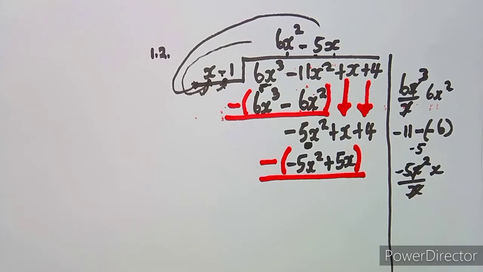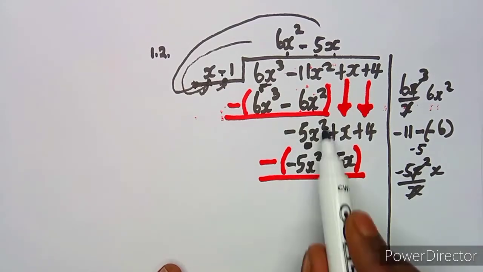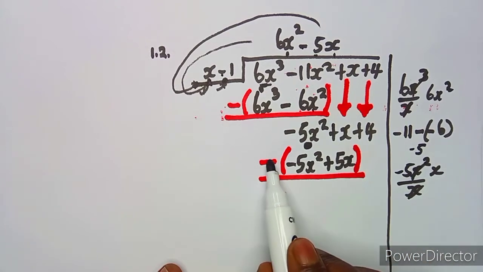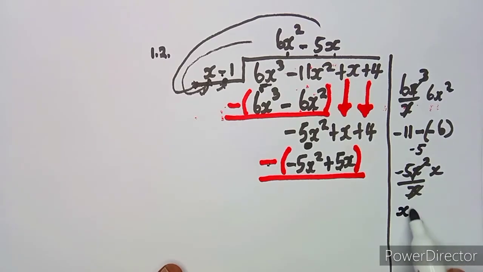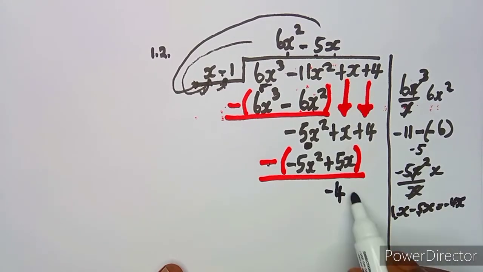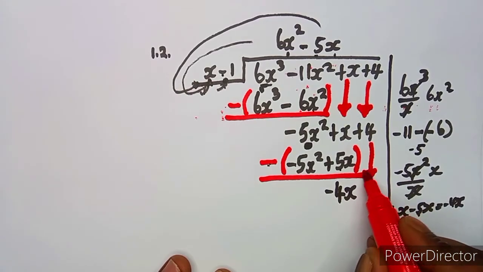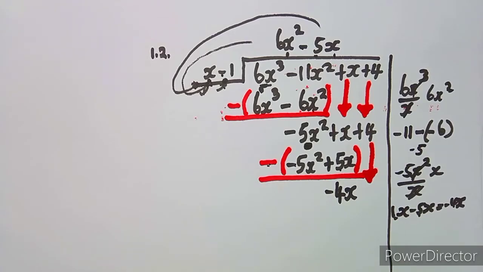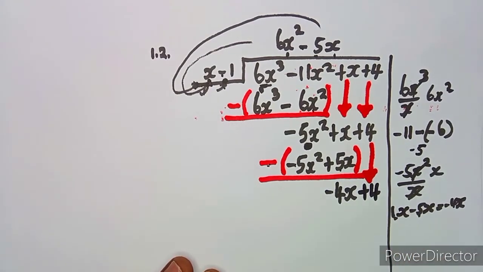As we can see, these two terms are the same. This is minus, this is minus, so definitely they will cancel each other. So it's x minus plus 5x, which is the same as x minus 5x. So x minus 5x is going to give us minus 4x, because this is the same as 1 minus 5, which is minus 4x. Then we drop the number that is remaining. This time there's this 4, so we have to drop it down, because it was not part of this subtraction. So you just have to drop it down. That's a plus 4, like this.